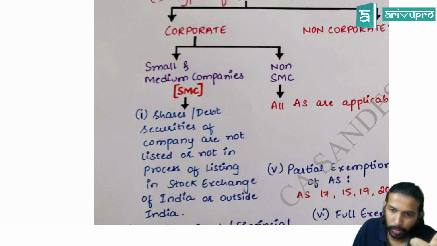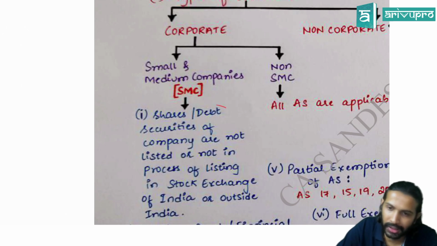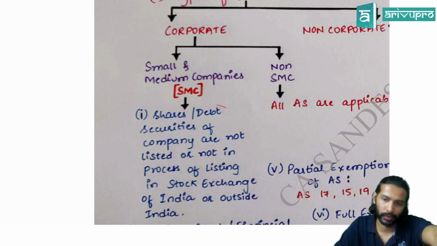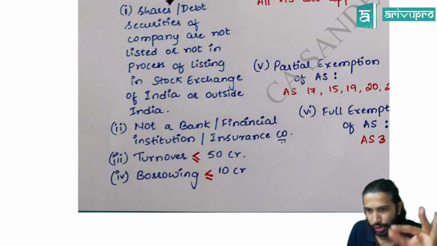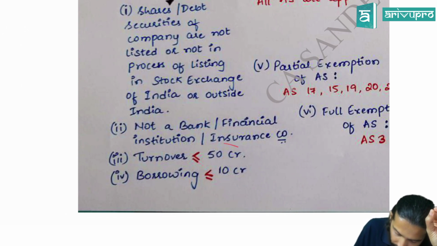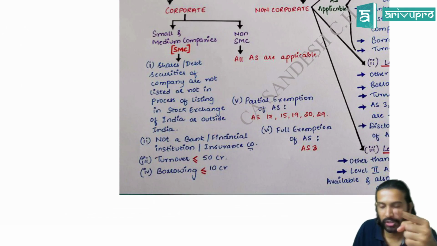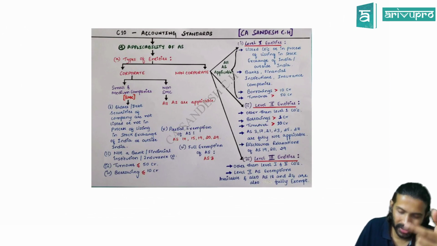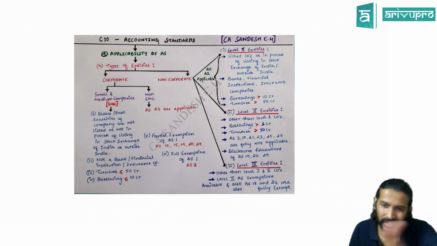For you to call a company a small and medium company, one, their shares or debt securities should not be listed on a stock exchange, whether in India or abroad, or should not be in the process of listing. That is the first condition. Second, it should not be a bank, financial institution or an insurance company. Third, turnover should be lesser than or equal to 50 crores. Pay attention to this, 50 crores. Borrowing should be lesser than or equal to 10 crore. If these are satisfied, then we call a company a small and medium company. If it is SMC, certain relaxations have been given. We discussed that. From some accounting standards, they don't have to follow.